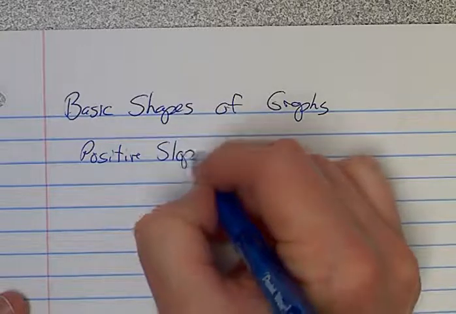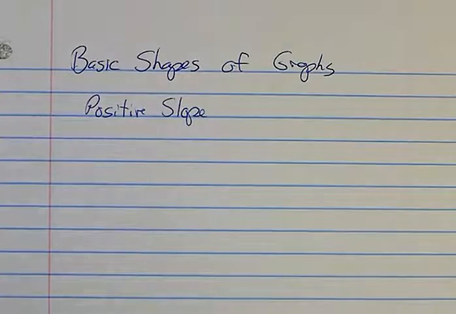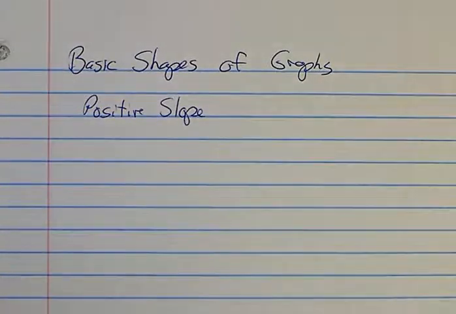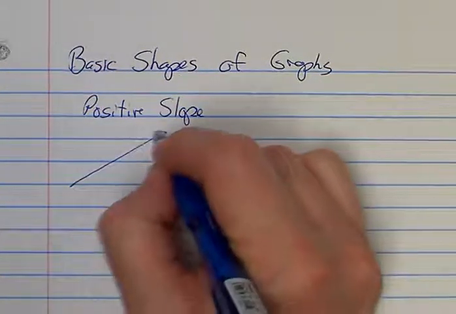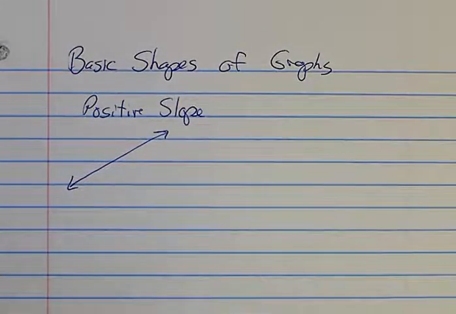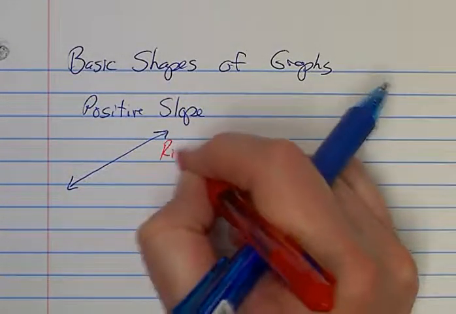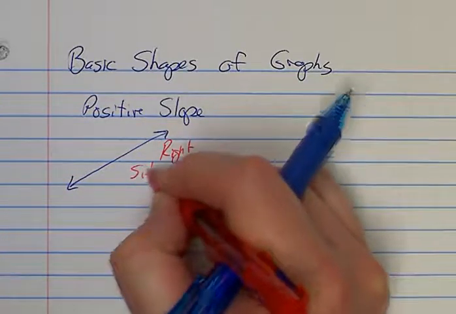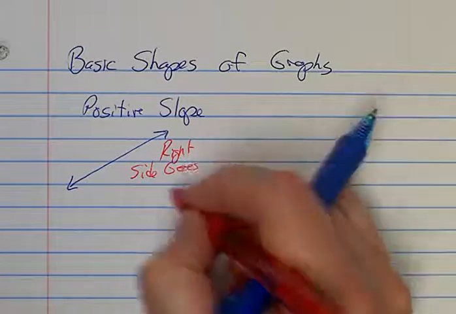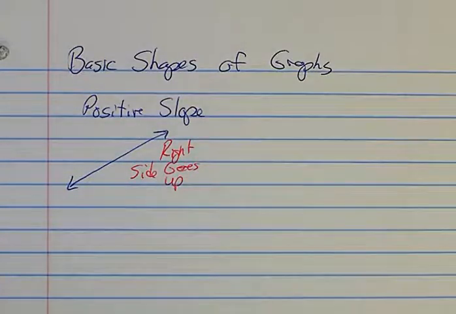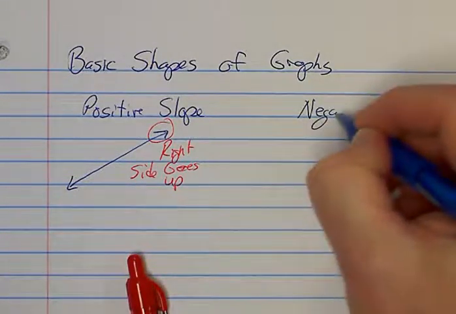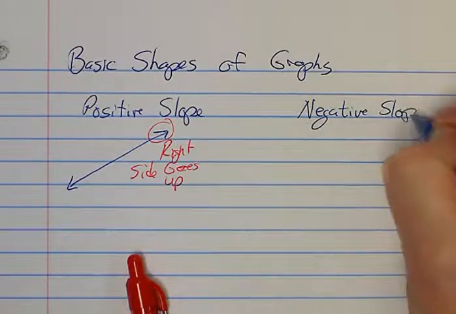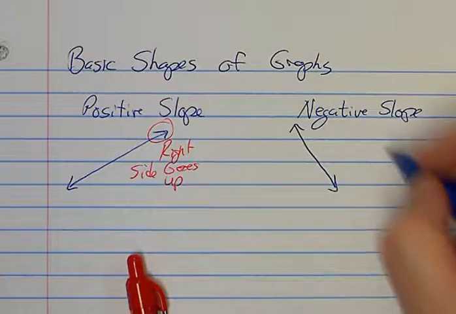So if you have a positive slope, anything about the graph of a line that has a positive slope, they all have one thing in common. The right side will always point up. Now, it may be a little steeper than some of the other ones, but the one thing you can do is the right side of the graph will always point somewhere in the up direction. For negative slope, it's the opposite. The right side is pointing down.